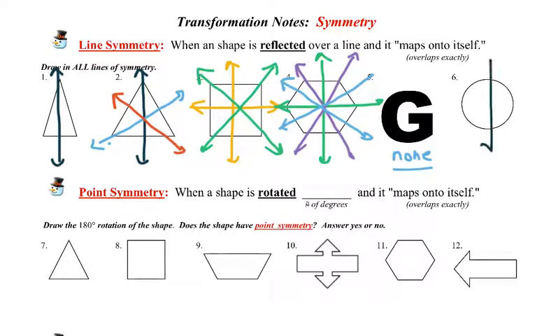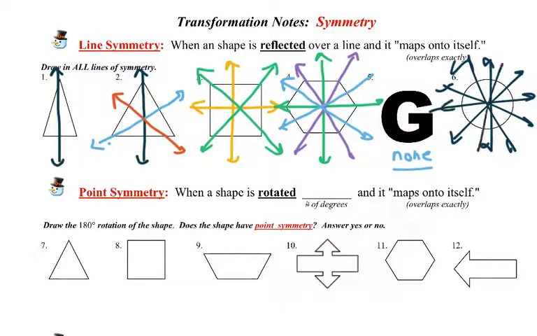Could there be? How many in a circle? Getting sloppy here because I know the answer. Oops. How many lines of symmetry in a circle? Right, infinite lines of symmetry. So that's line symmetry. We already knew that. And then we have point symmetry.